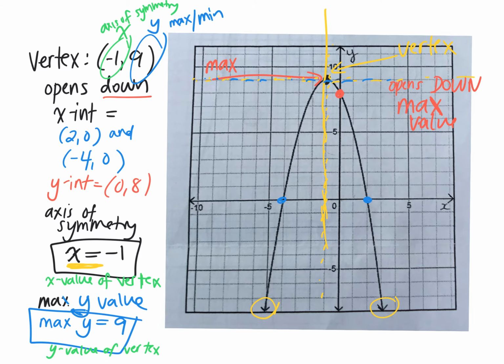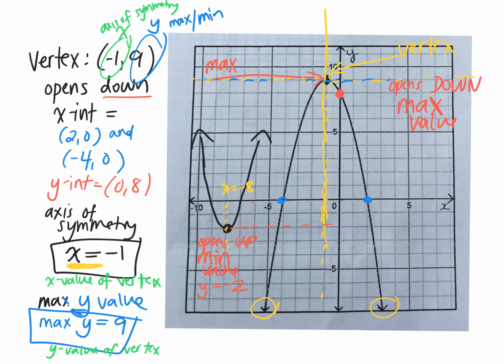If the parabola opened up like this, let's just draw one here. Let's say this is my parabola. If it opens up, it would have a minimum value. What would the minimum value be of this parabola? -2. Right. This has a minimum y value of -2. And the line of symmetry is, what is it? -8, good. Excellent. Okay, you understand that.